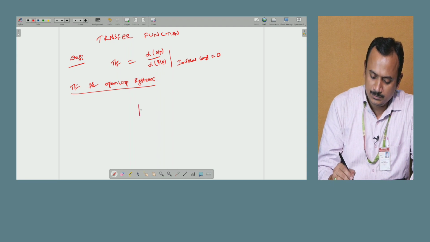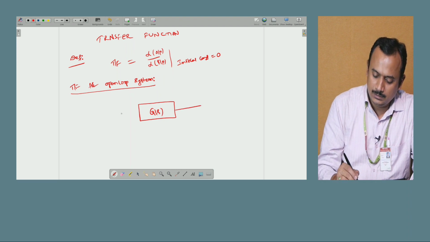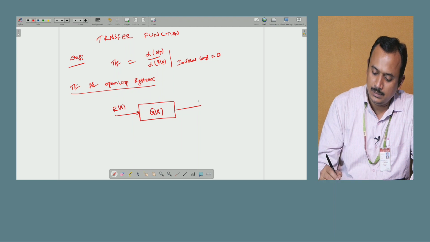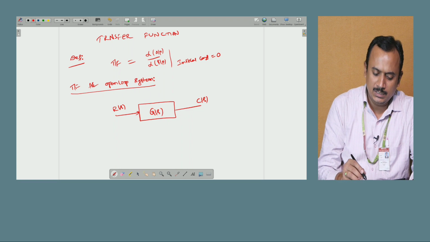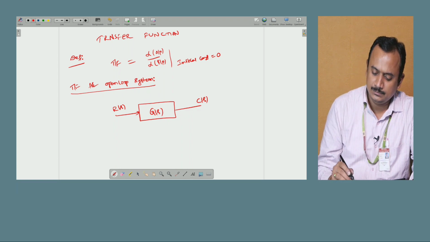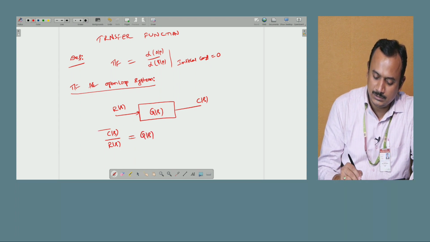The open loop system is represented as G of S, and the input to the system is, let us say, R of S, and the output is C of S. Now, as per the definition of the transfer function, it is the ratio of the Laplace transform of output, that is C of S, by the Laplace transform of input R of S, which is equal to G of S.